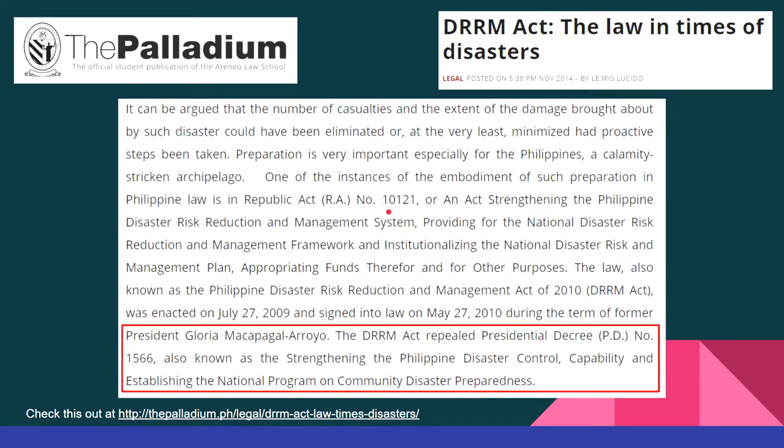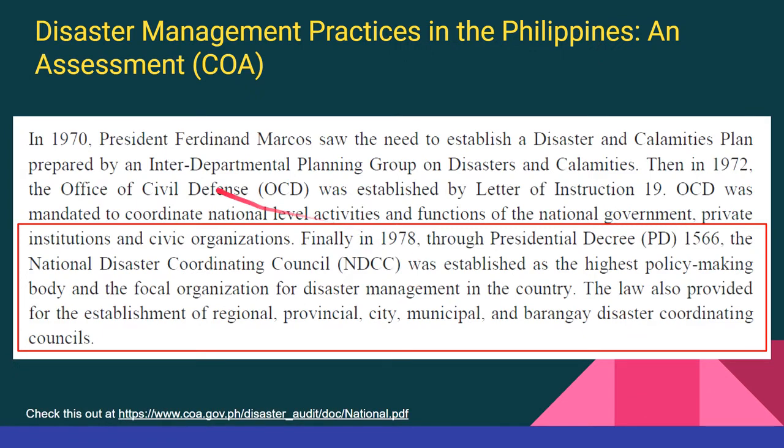The DRRM Act. And it is important for us to note that the 2010 DRRM Act is actually a repeal of Presidential Decree number 1566. Okay, so we already had the Presidential Decree in the past, but it was actually updated into the DRRM Act of 2010.